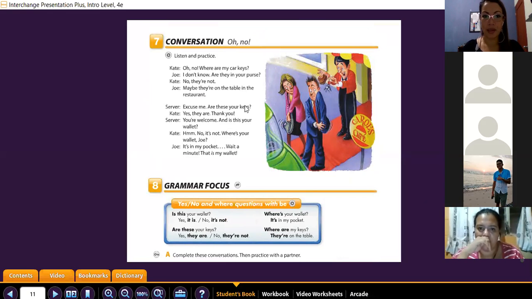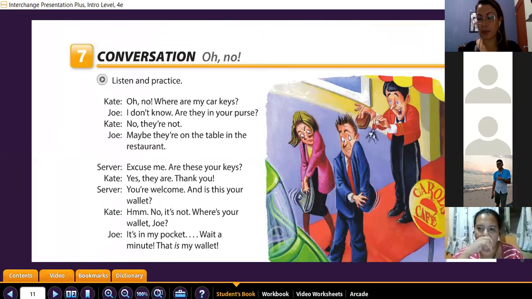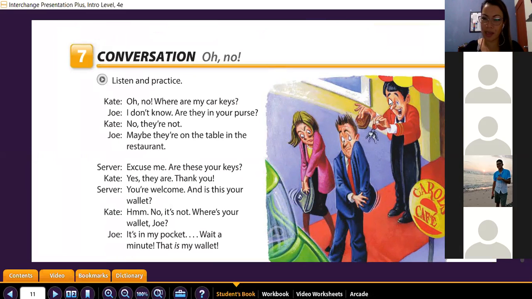This is the conversation that we have in the platform. Esta es la conversación que vieron en la plataforma. So, vamos a escucharla nuevamente. So, you can see they are in a restaurant, Carol's Cafe. They are leaving the restaurant and you can see a waitress here with a wallet and keys. So let's listen to the conversation and then we're going to practice.